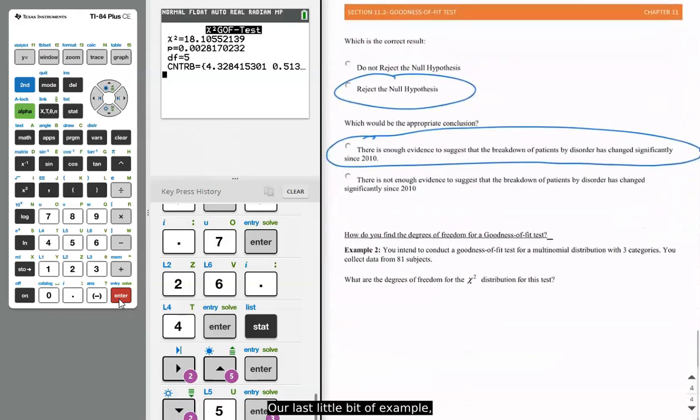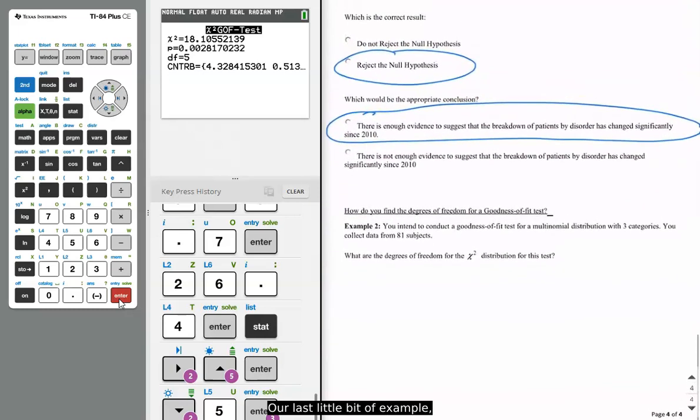Okay, so our last little bit of example, it says, how do you find the degrees of freedom for a goodness of fit test? So example 2: you intend to conduct a goodness of fit test for a multinomial distribution with 3 categories. You collect data from 81 subjects. What are the degrees of freedom for the chi-squared distribution for this test? So remember, degrees of freedom for a goodness of fit test is k minus 1, where k is the number of categories. So as long as you know the number of categories, you can find the degrees of freedom quite easily. So 3 minus 1, my degrees of freedom for this test would be 2.